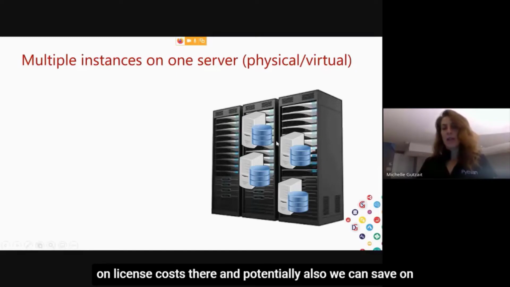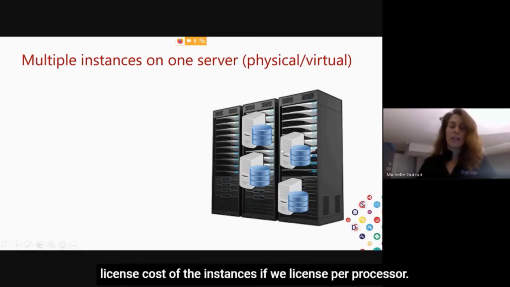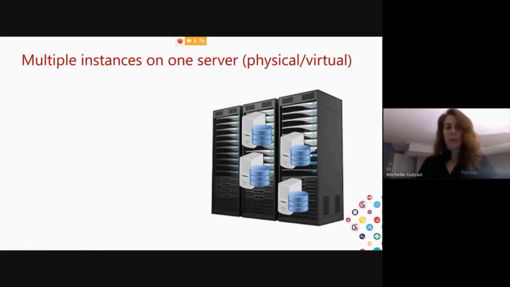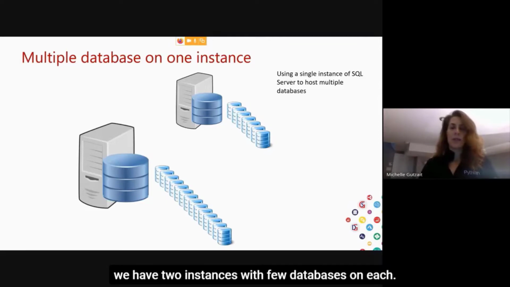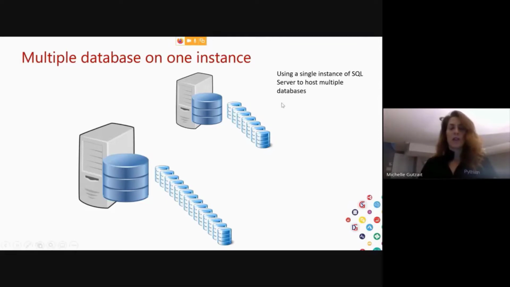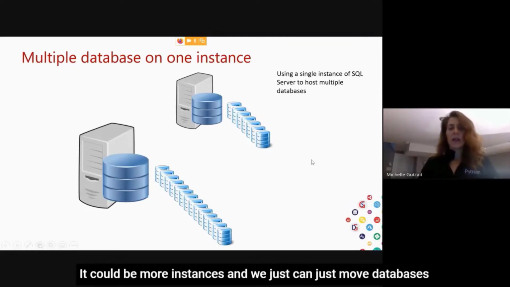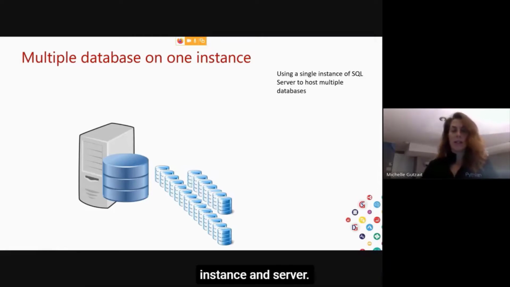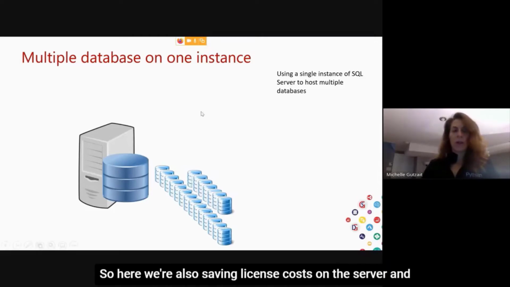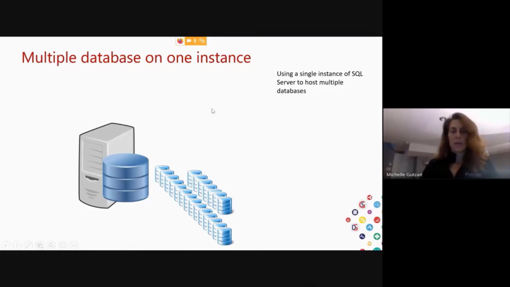And potentially we can also save on the license cost of the instances if we license per processor. The next way to consolidate is, let's say that we have two instances with a few databases on each. It could be more instances. We can just move databases from one instance to the other and decommission the other instance and server. So here we're also saving license costs on the server and on the instance.